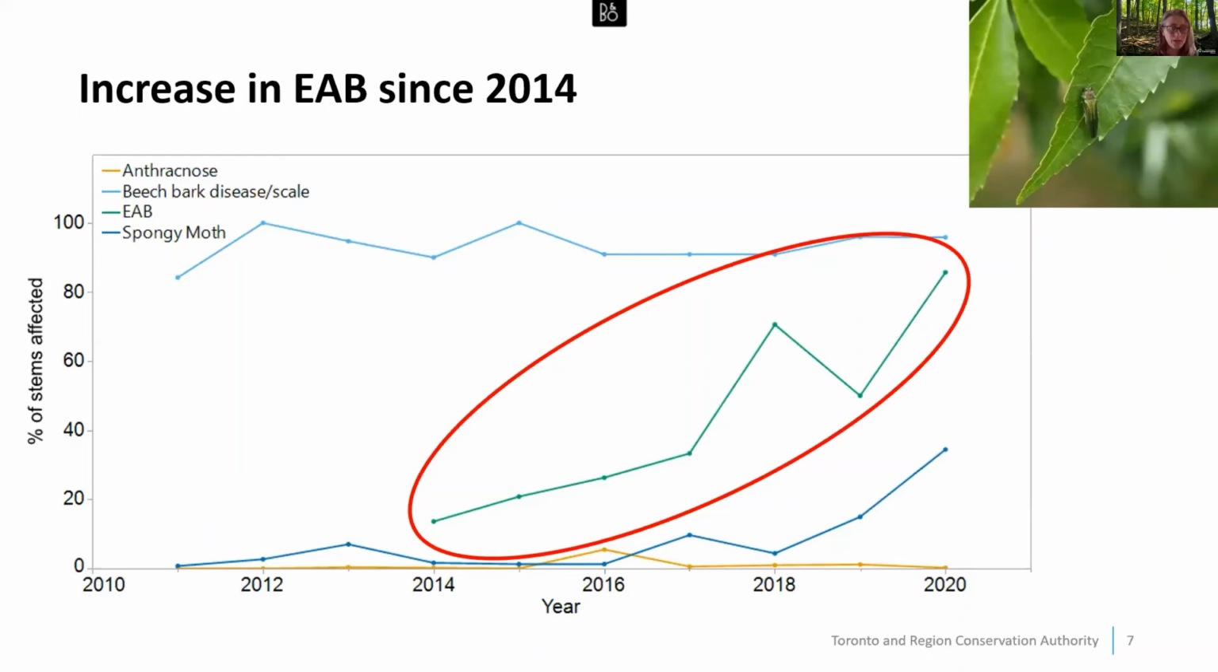So we have seen an increase in EAB since 2014. We only started monitoring it then and tracking it on our plots. There was a similar number of stems in urban and rural areas affected, although it was slightly higher in the urban plots.